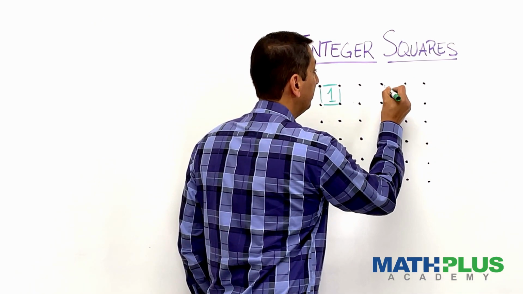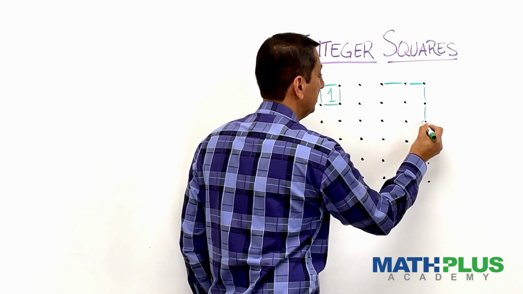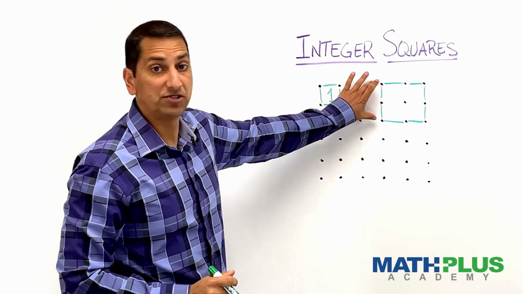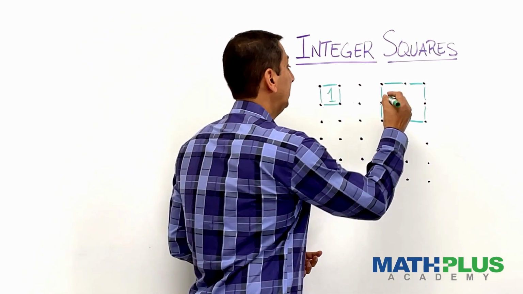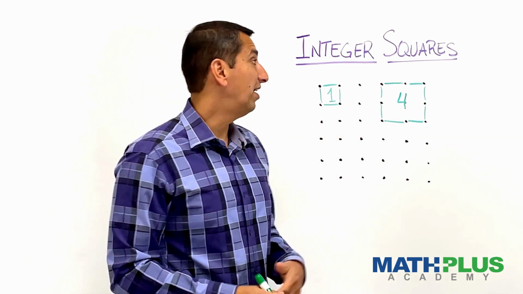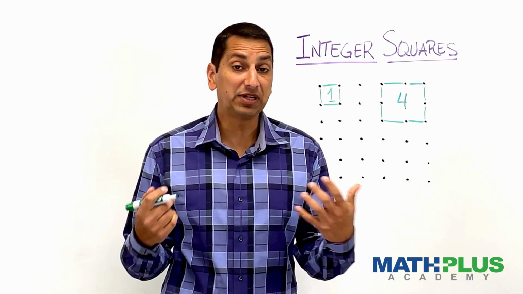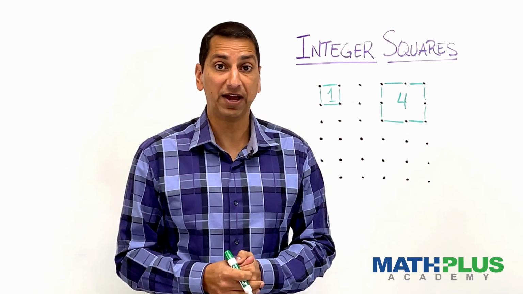Let's see, how about I go a little bigger this time and make this square. Okay, well this one's 2 units tall and 2 units wide. 2 times 2 is 4. This we'll call a 4, right? So I've now made squares of area 1 and area 4. And you could keep playing around with this, and I'm sure you'll get many different sorts of areas.